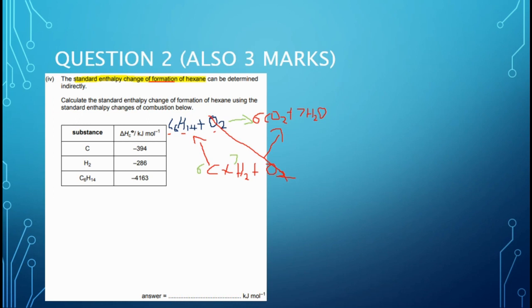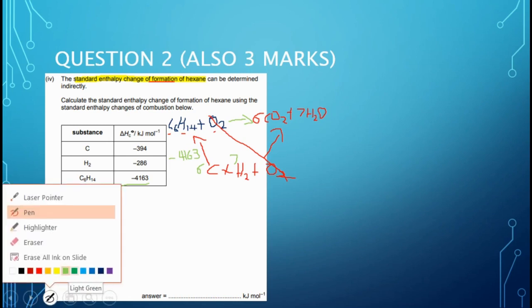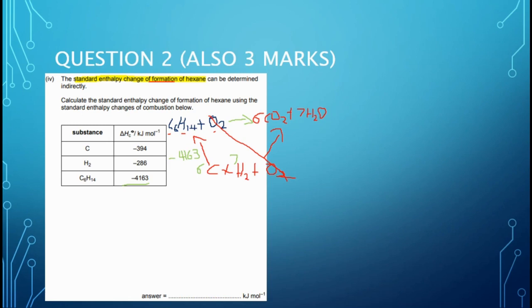Now, the main part is done. Now, all we have to do is the maths. So clearly, we know that 4,163 of this is from the C6H14. So clearly, let's put 4,163. Great, done. Now is the part where we do a little bit of maths. And let's do that in a nicer orangey color for now.